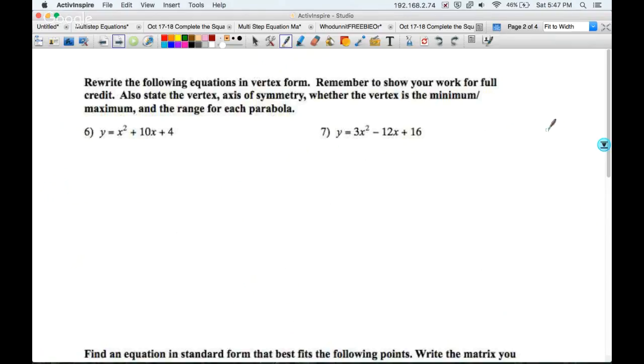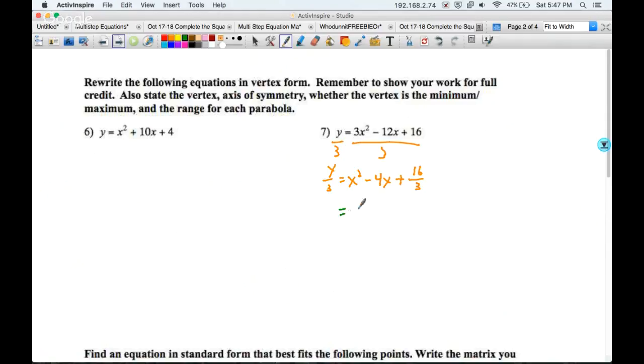Write the following in vertex form. Let's go ahead and do this with number 7. So rewrite in vertex form. State the vertex, axis of symmetry, whether the vertex is the maximum or minimum, and the range for each parabola. We'll go over each of those. So for number 7, I'm going to divide by 3 on the other side. I've got y over 3 equals x squared minus 4x plus, I'll just write it as 16/3.